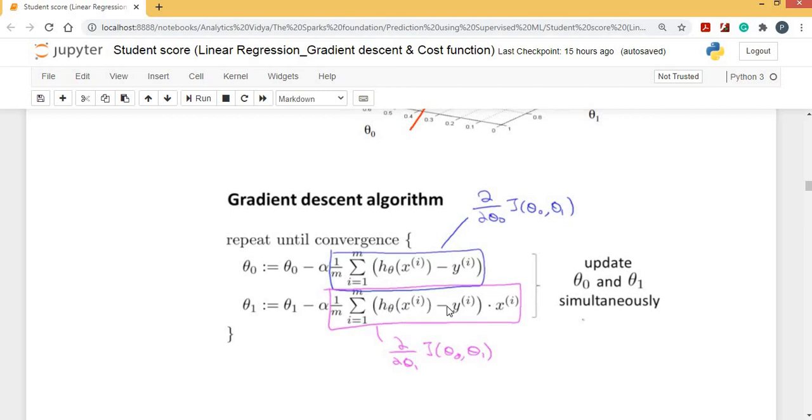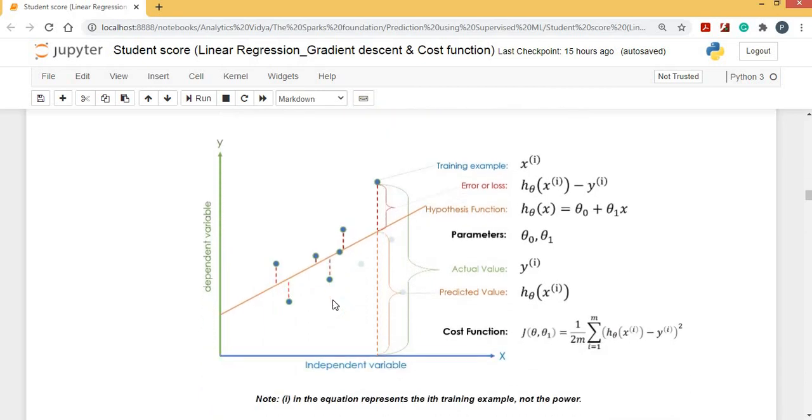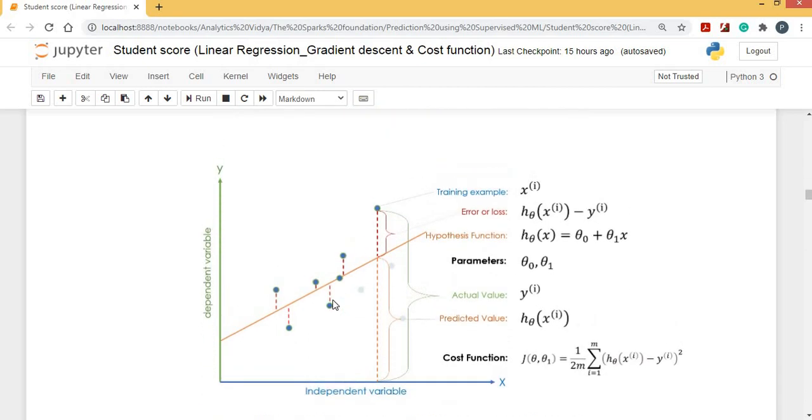Okay, the mx minus y into xi, and similarly mx minus y, and alpha is called the learning rate, and over here m is not the slope. Okay, m is the number of observations. So let us conclude all this, whatever we have read above.